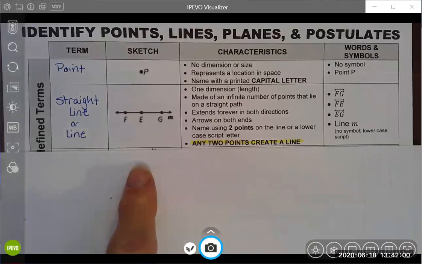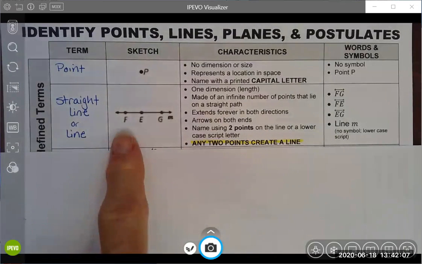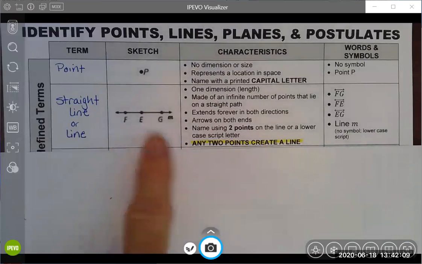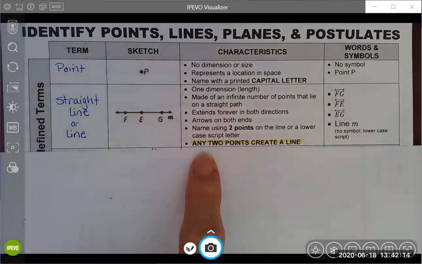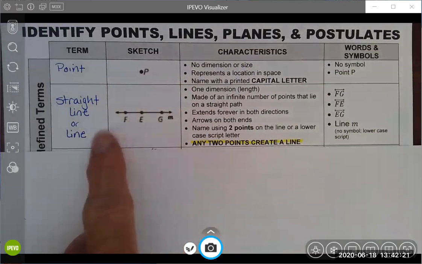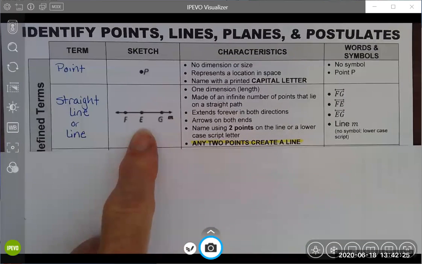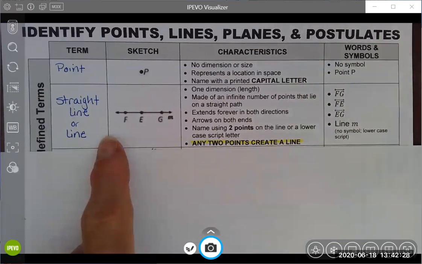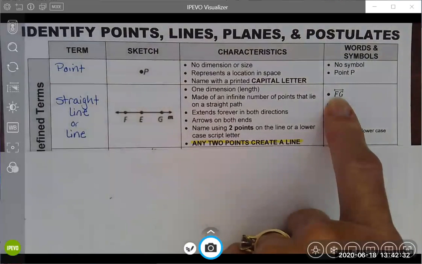Straight lines. Everybody knows what a straight line looks like. Sometimes we call it a straight line, often it's just a line. For example, we have a line and it's named so many different ways. One of the things that's really important about lines is it only takes 2 points to create a line. And any 2 points will help you identify all the other points that are on the line also. So even though we only name 2 of them, that doesn't mean that there can't be an infinite number of points on our line. When we are naming these, we use any 2 points that are on the line.